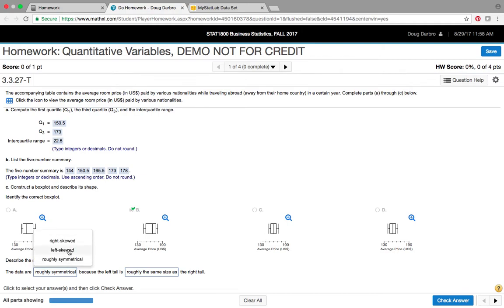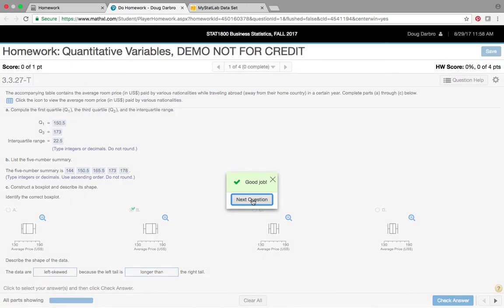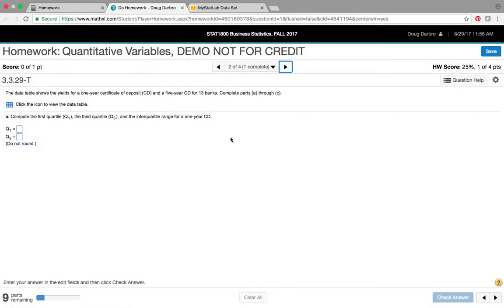So we would say that it is left skewed because the left tail is longer than the other. All right, I don't really like that, but it is what it is.